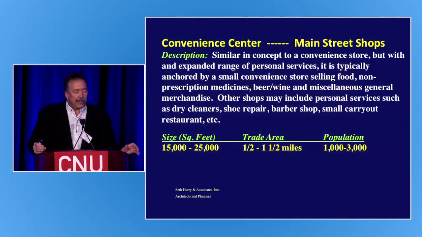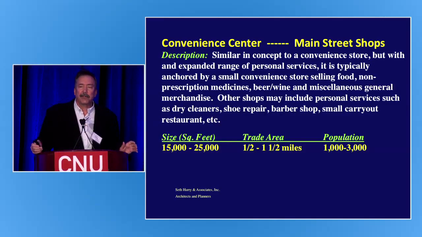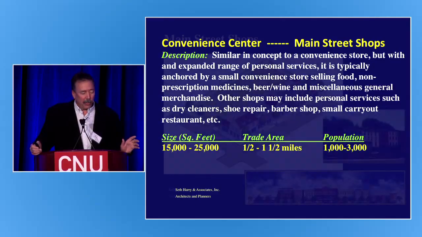A convenience center may be anchored by a convenience store, or nowadays that would probably be something like a CVS drugstore, which in some respects has become the general store in a lot of neighborhoods. It has general merchandise, a limited selection of food and beverage, and in addition to obviously the pharmacy, seasonal goods and so forth. So it has a larger trade area, serves a larger population, and in a lot of places takes the place of a grocery store.